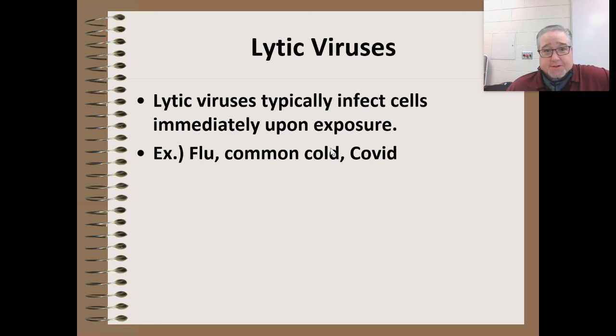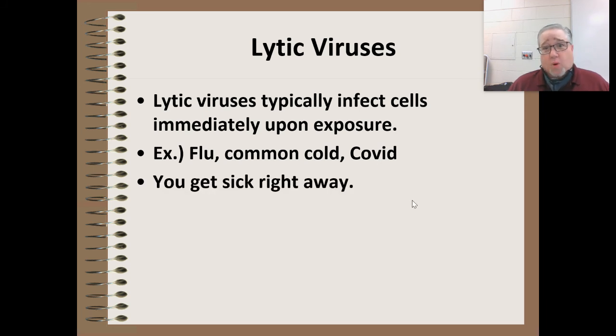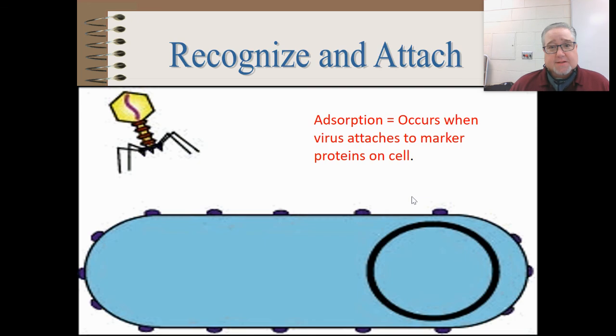But lytic viruses, some good examples are the flu, the common cold, and even COVID. Coronavirus is a lytic virus. Basically, once you get this virus in your body, you get sick pretty quickly. If you get the flu, once you contract the disease, pretty much within 24 hours, you're feeling terrible. COVID, as soon as you get it, you start showing symptoms. Common cold, the same thing. So with lytic viruses, you get sick right away.